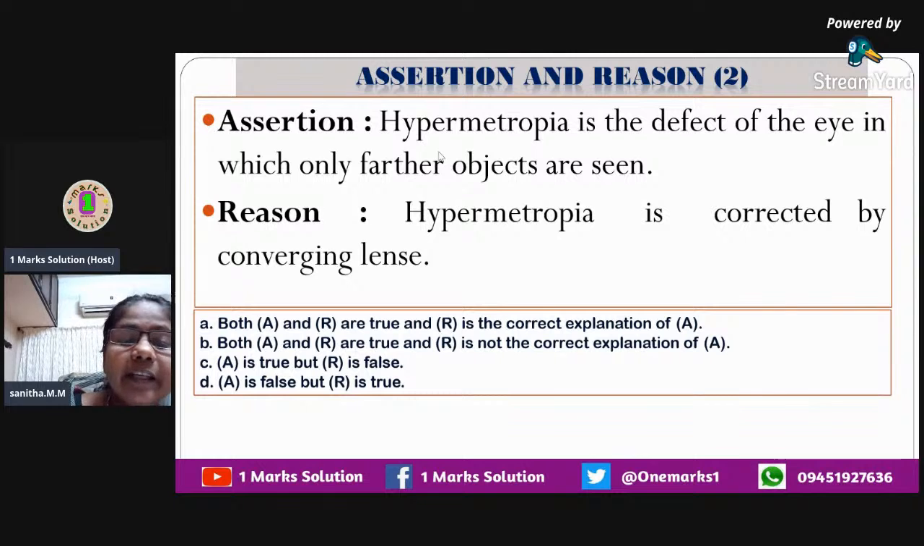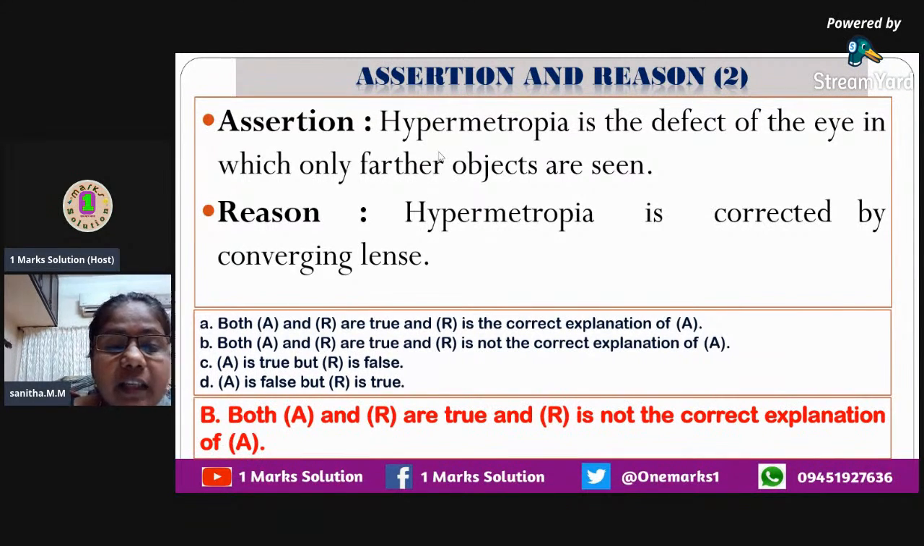What is the reason here? Hypermetropia is corrected by the converging lens. Is it the reason for that? No, it is not the reason for the assertion, but we can say the reason is also correct. Why? Because it is corrected, how? Using a converging lens, that means a convex lens. If you put spectacles using a convex lens, we can see objects clearly. So here what is the answer? The option is B: assertion and reason are correct, but the reason is not the correct explanation for the assertion.